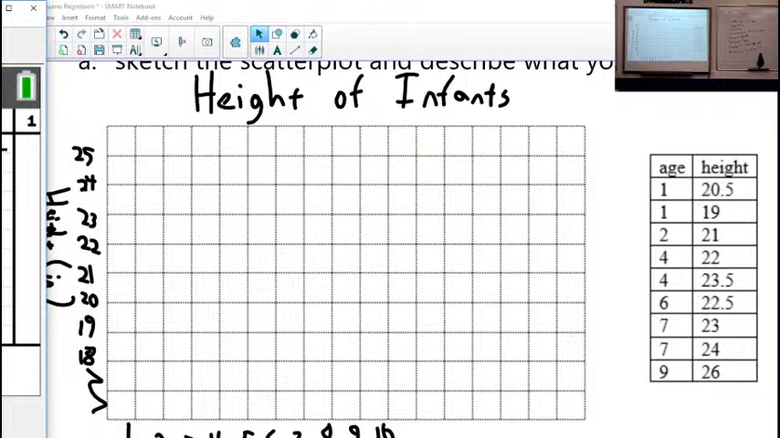4, 4, 6, 7, 7, 9. List 2 should have 20.5, 19, 21, 22.